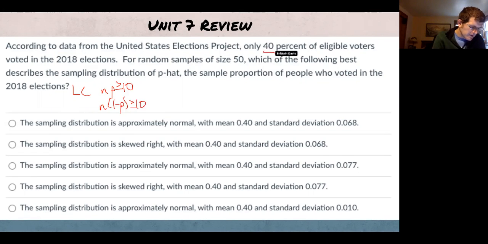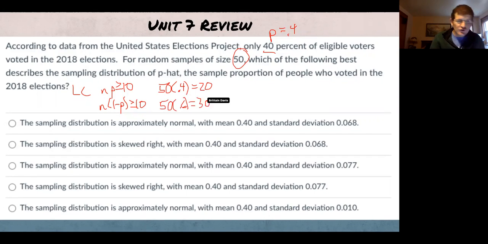And I know that p right here is 0.4. Sample size is 50. So when I do 50 times 0.4, I get 20. That's greater than 10. 50 times 1 minus p, which is 0.6, gives me 30. That's greater than or equal to 10. So it should be approximately normal. It is not going to be skewed right.